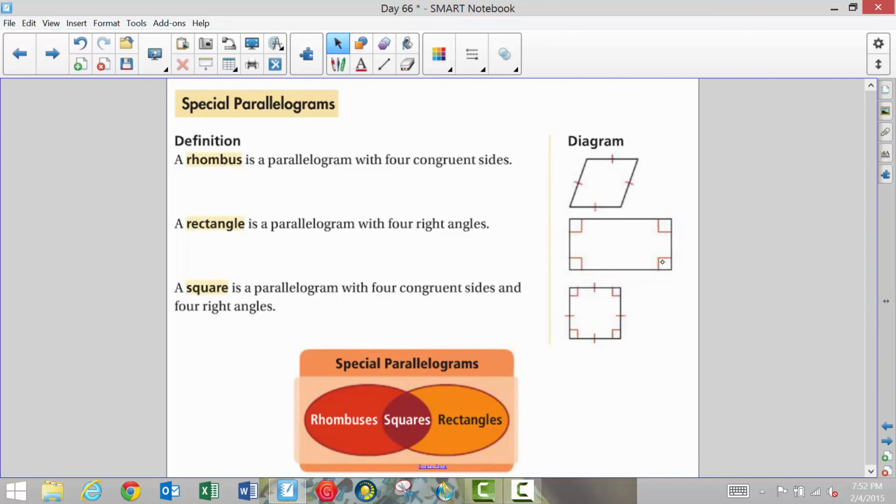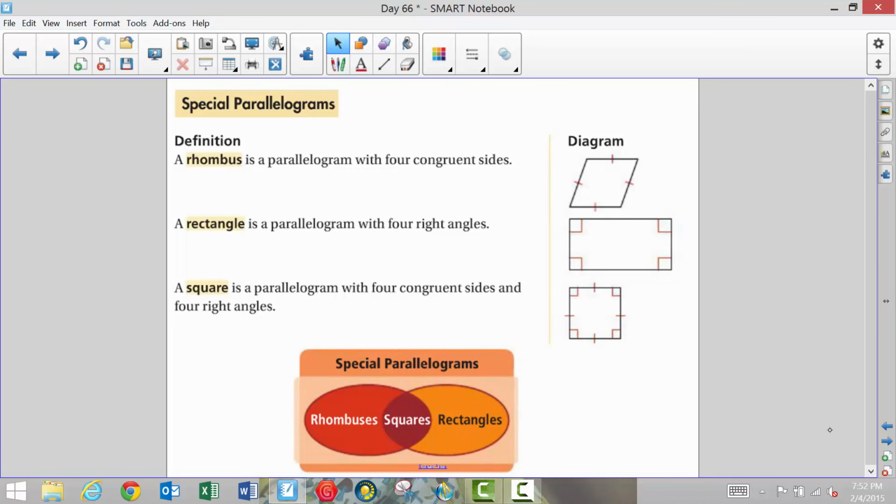So here's the diagram. The only thing you know is that it's a parallelogram with 4 right angles, it's going to be a rectangle. And then last you have a square, which is a parallelogram with 4 congruent sides and 4 right angles. So you have to know that all angles are 90 degrees and all sides are congruent for the shape to be a square. Then you have the little Venn diagram here where you have rhombuses on the left, rectangles on the right, and when they overlap, you have squares. So that tells us that squares will have the properties of a rhombus, a rectangle, and also the properties of a parallelogram.